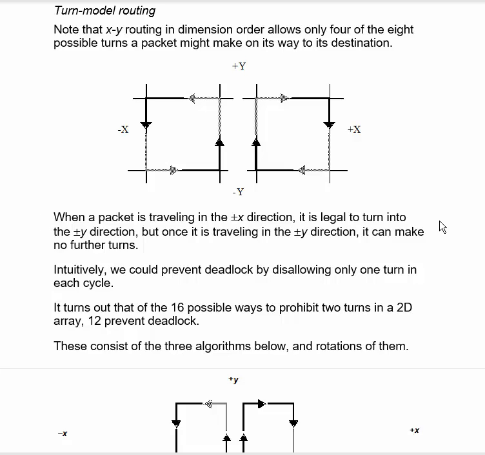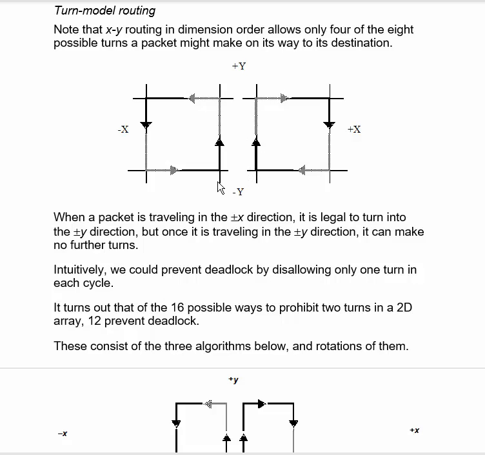Routing in dimension order is deadlock-free, but it turns out that it's more restrictive than necessary. If you look at the possible turns that a packet could make, it could make 4 turns here to go around and get back to where it started, and then 4 turns in the clockwise direction as well to get back to where it started.